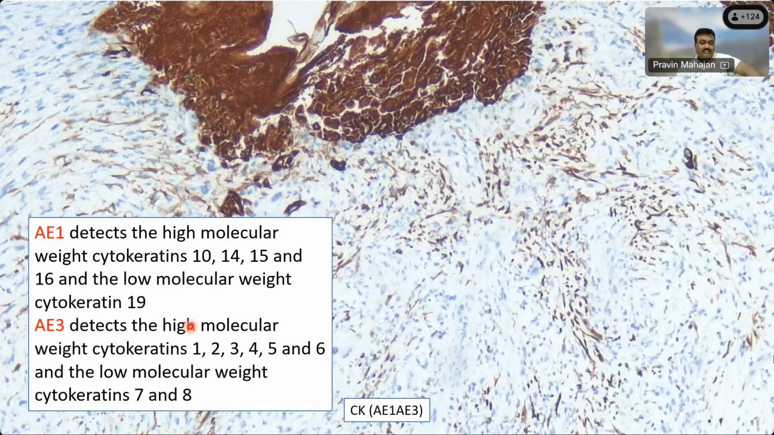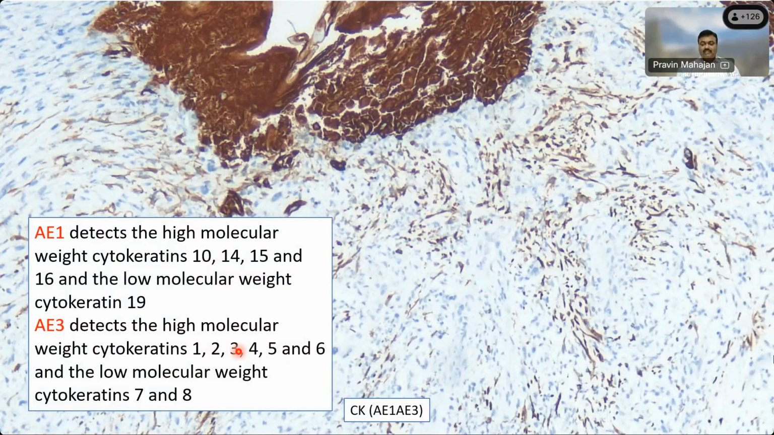A3 detects high molecular weight cytokeratins, which are 1, 2, 3, 4, 5, and 6, and also detects some low molecular weight cytokeratins, 6, 7, and 8. So that's why when you put this cocktail cytokeratin, or we call it a pan cytokeratin, whatever cytokeratins are present in these cells of interest, those will be marked. And it is a good way to know that this tumor has an epithelial differentiation.